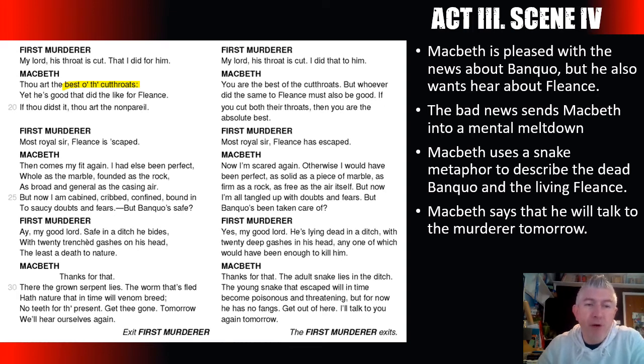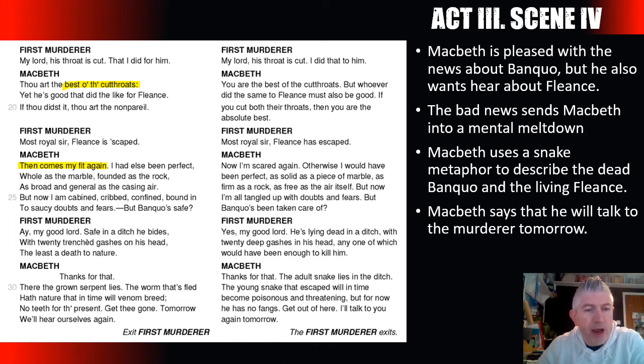First Murderer: Most royal sir, Fleance escaped. Bad news. Macbeth: Then comes my fit again. I had else been perfect, whole as the marble, founded as the rock, as broad and general as the casing air.